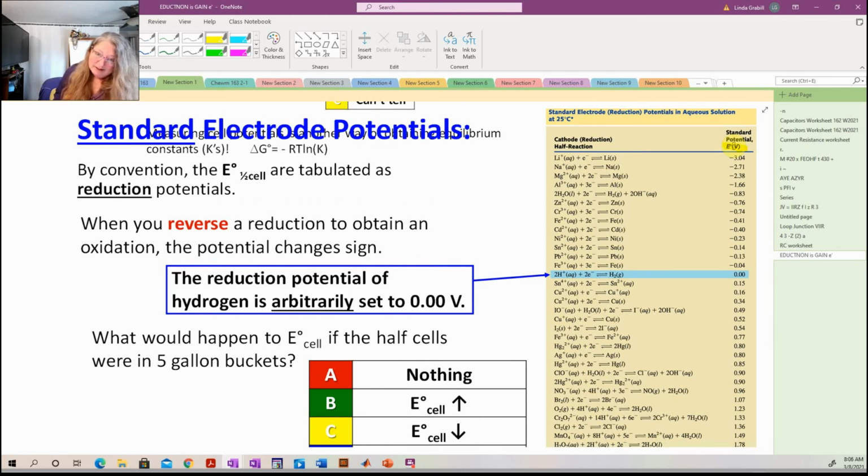And the answer is nothing, right? So I have this amount of cell potential per half reaction. This is not changing. This is not based on a quantity. This is how much energy I have for that half reaction. So what is going to change if I put them in 5-gallon buckets is that I'm going to have something that can last longer, right? So my battery is going to be able to go on. This is the max amount of potential that I can get from my different half reactions.